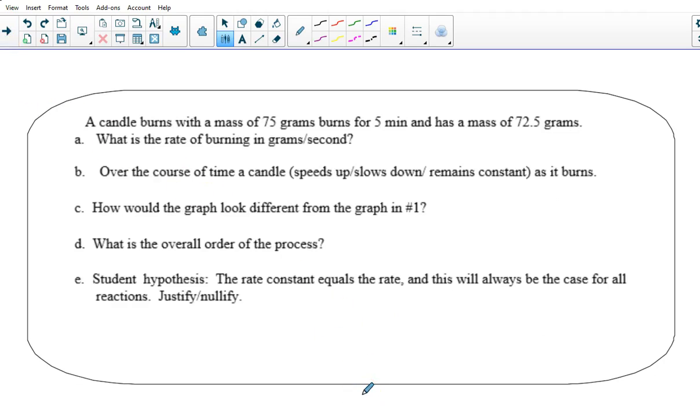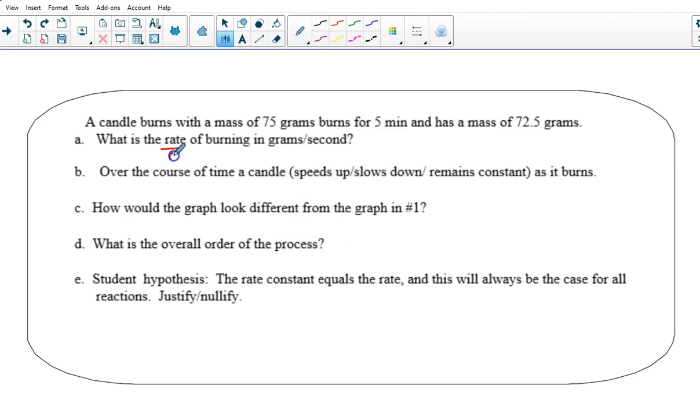So, a candle burns. This sheet is in our workbook, so I want to walk through this quickly here. We usually cut this off at about 20 minutes, so we have a couple of minutes. I'm going to walk through this. What is the rate of burning in a chemical reaction in grams per second? All these things you should be pausing and trying on your own.